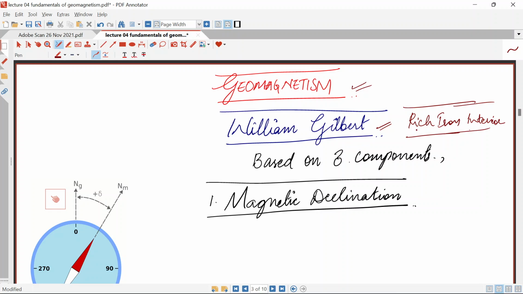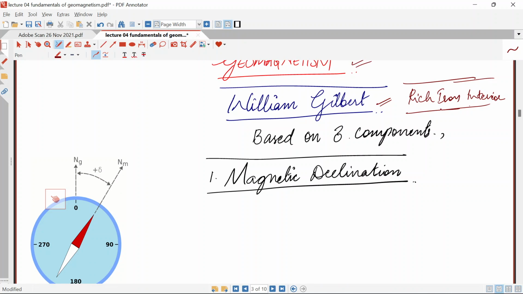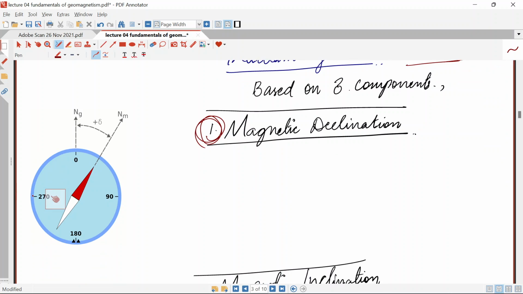So due to this, there is a magnetic property, or magnetism, that takes place. He postulated, or he said, that it is based on three components. He explained using these three components. The first is the magnetic declination. So let's see this diagram. By seeing this diagram you can understand that there is a declination in angle.